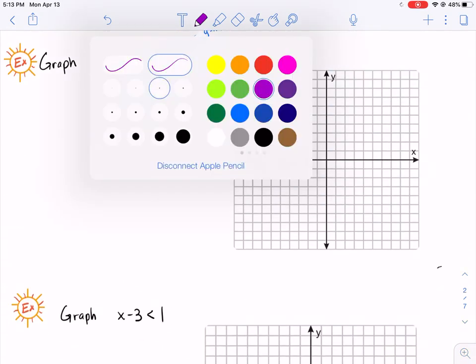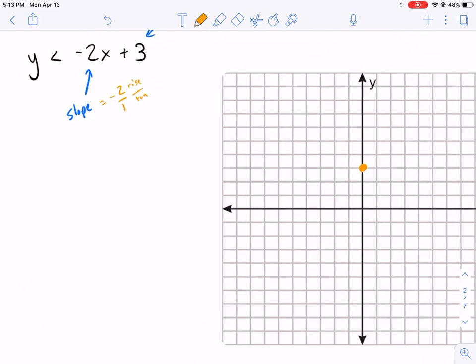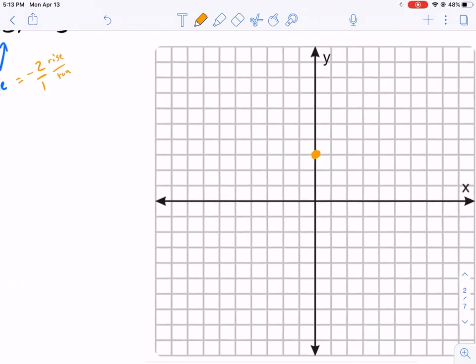So let's go ahead. I'm going to use orange this time. You start with your y-intercept, 3. Now you're going to use your slope. I like to make my slope equal to negative 2 over 1, because that is my rise over my run. So now I'm going to go down 2 units and to the right 1 unit. I go down 2 units to the right. I like making lots of points. You can even go in reverse.